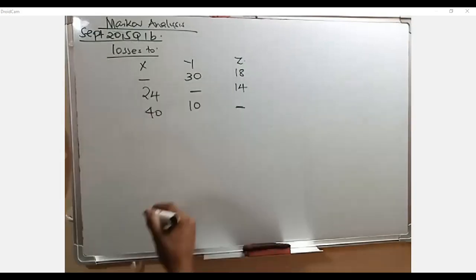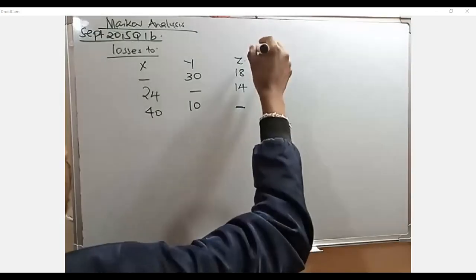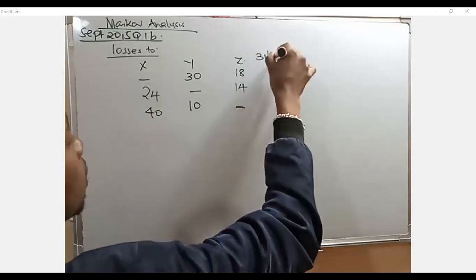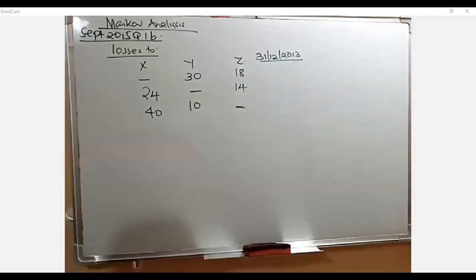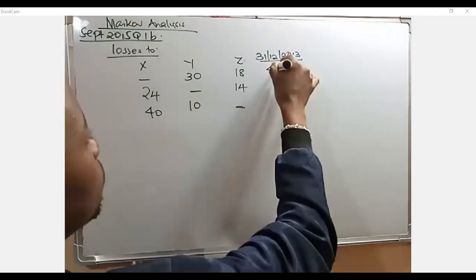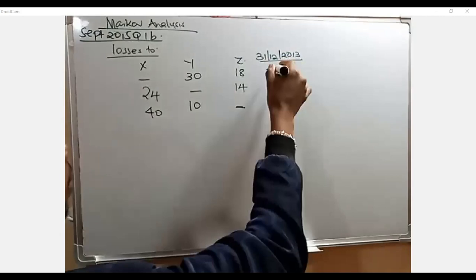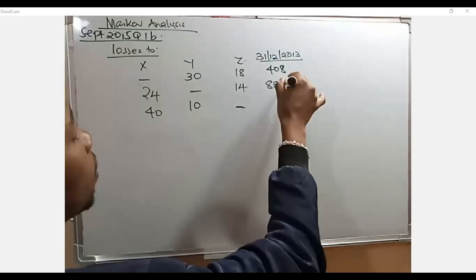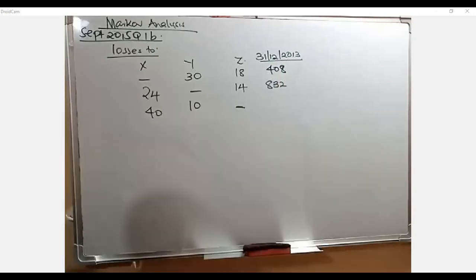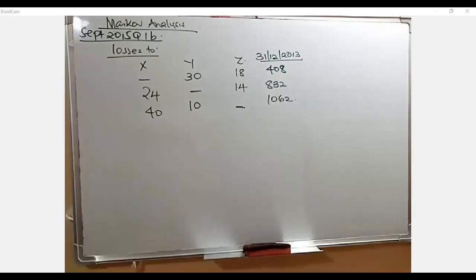So let us look at the opening balances, which are the closing for the year 2013. The closings are the ones that determine the number of clients we have during the current year. The examiner has already given you that data. We have 402, then 408, 832, and then 1062. So let us fill our gaps.